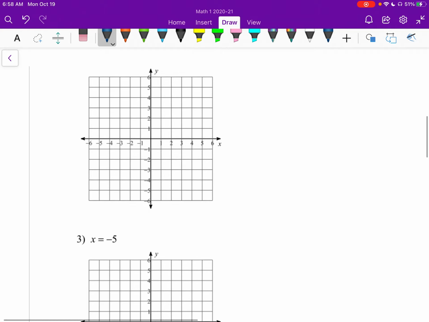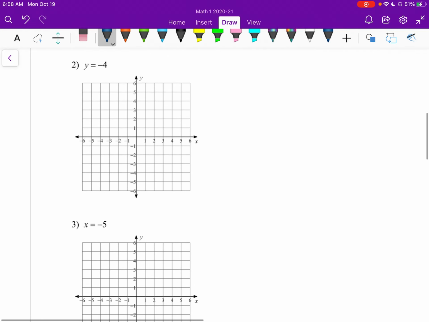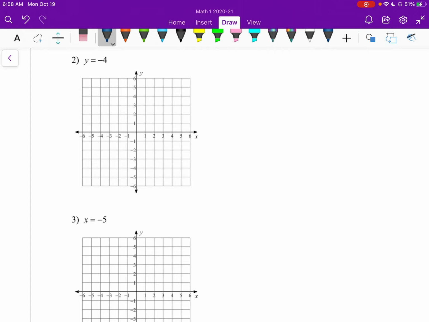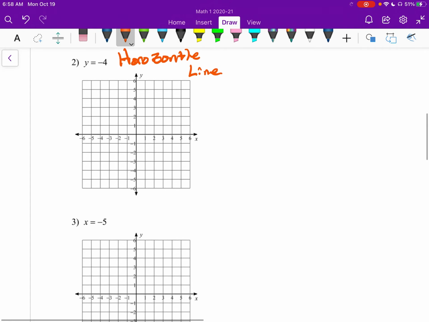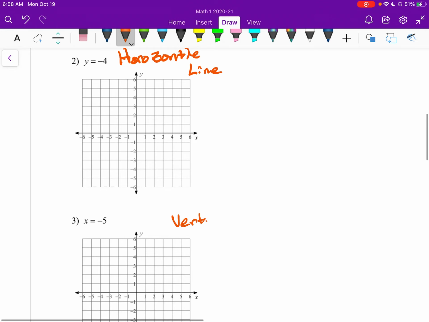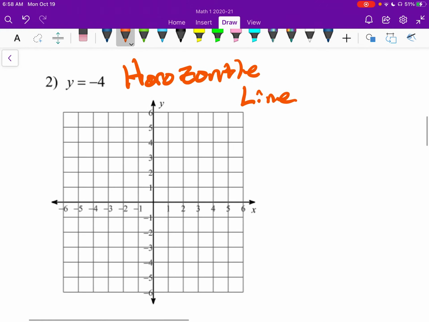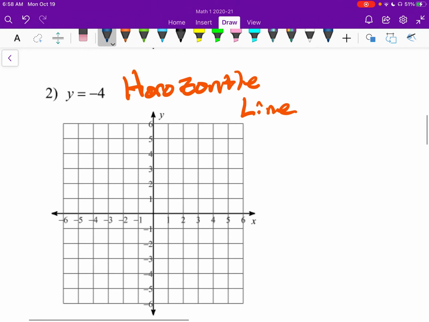Now I want to look at these two lines here. I have y equals negative 4 and x equals negative 5. Well, y equals negative 4 is a horizontal line. And x equals negative 5 is a vertical line. Okay, so let's start off looking at y equals negative 4. Now, if we wanted to, we could write this in slope-intercept form. This would be y equals 0x minus 4, right? That's kind of like adding in 0, like what I did with number 1, right?